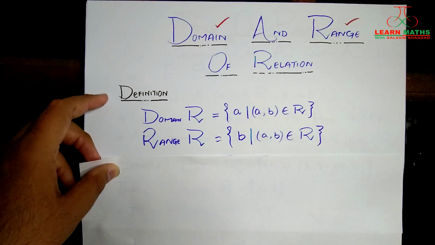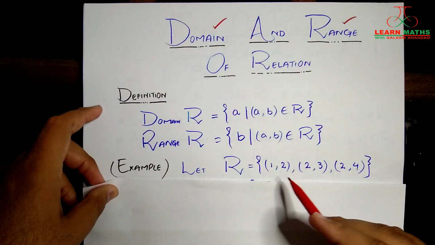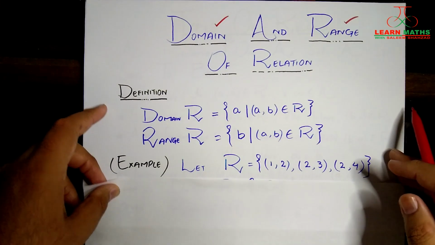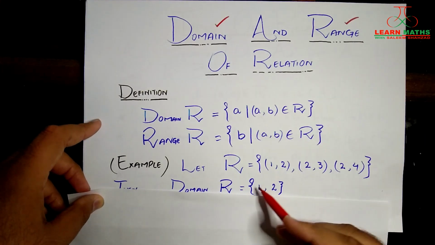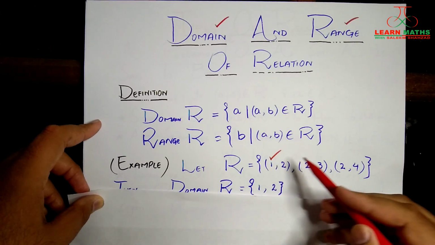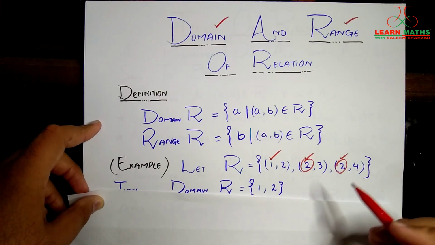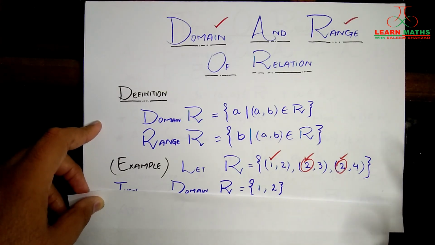Here I have an example for you, and this time we are using a relation which consists of 3 ordered pairs. If I take the first elements of these 3 ordered pairs, those are 1 and 2. Now keep this in your mind: this 2 over here and here is actually repeating, but you are not going to use it twice. You will write it only once, as we do with sets.